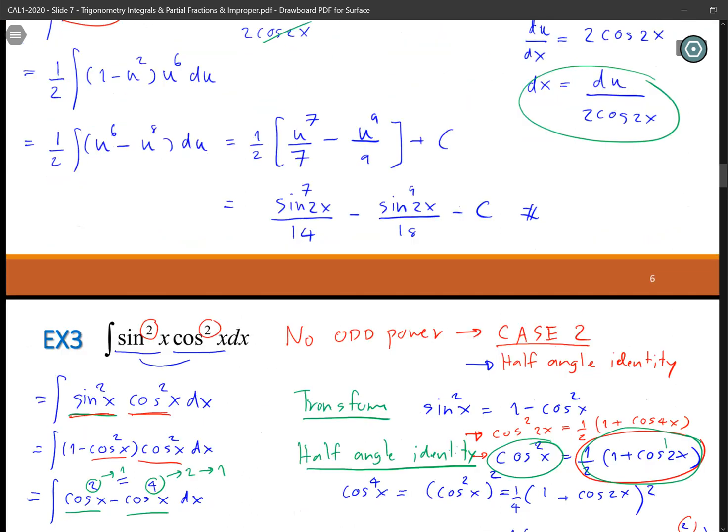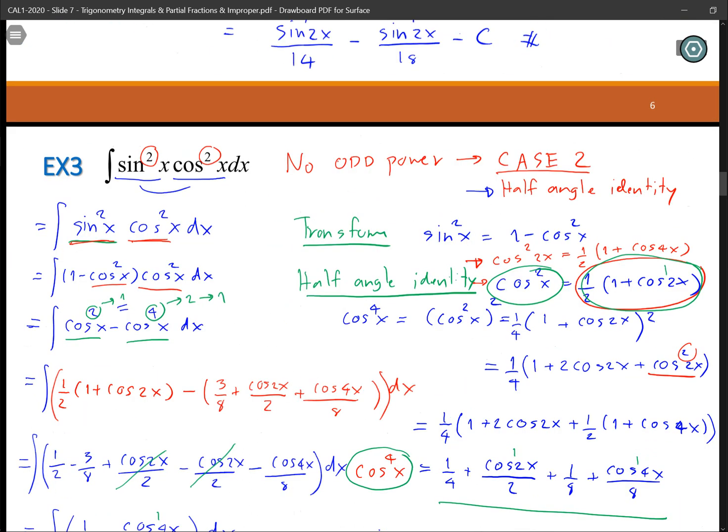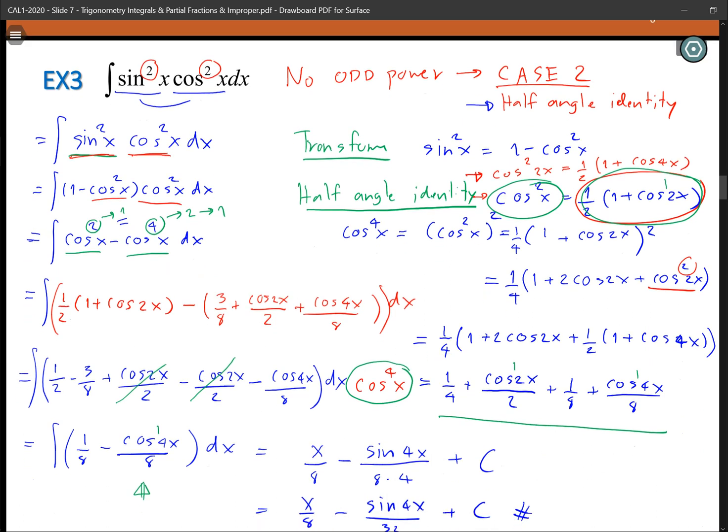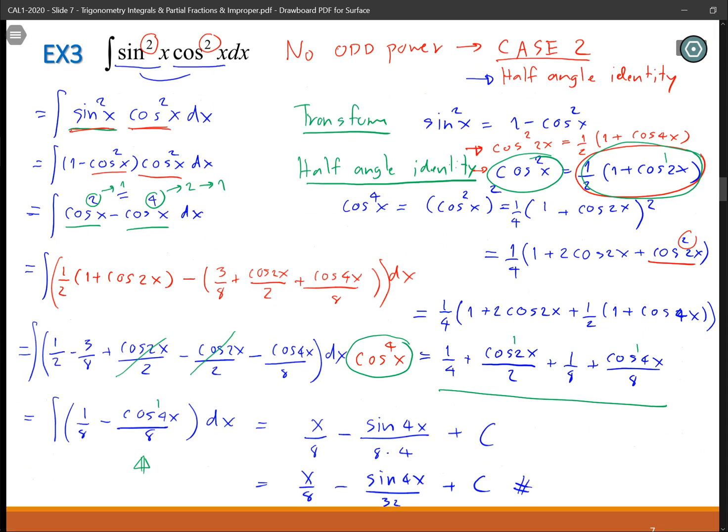But if it turns out that none of the powers is odd, well, you can see here all of them are even. So in this case, you have to apply the half angle identity in order to solve. No STS here. Okay, for this lecture, I'm going to stop right here.